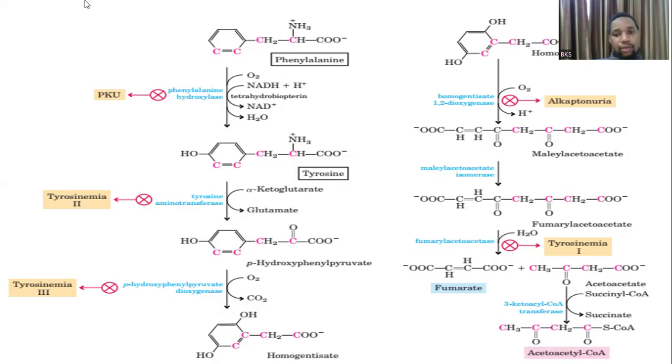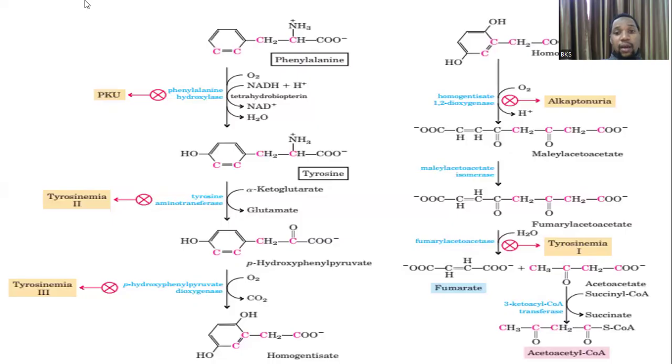So in a situation where homogentisate 1,2-dioxygenase is functional, is not defective, then this maleylacetoacetate is converted by an isomerase to fumarylacetoacetate. This is just an isomerization reaction where the cis is converted to trans. So we have fumarylacetoacetate. The fumarylacetoacetate, by the enzyme fumarylacetoacetase, which is more or less a hydrolase, will now break the fumarylacetoacetate to fumarate and acetoacetate.